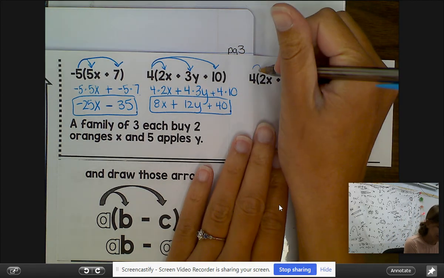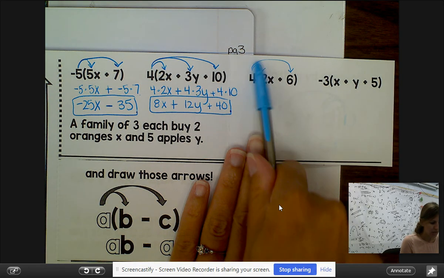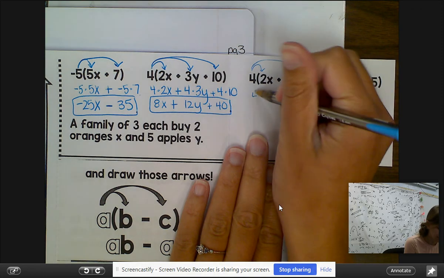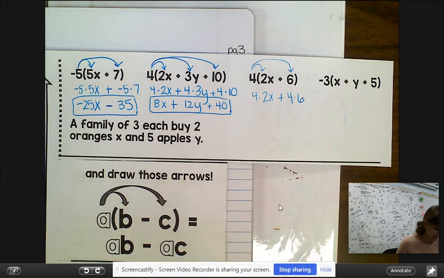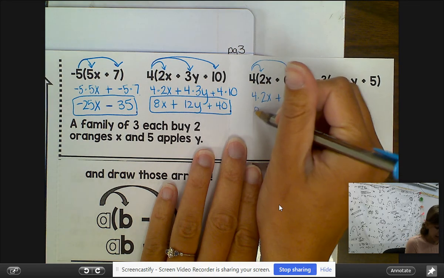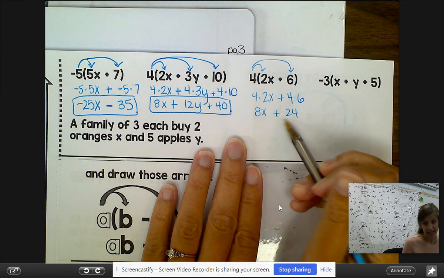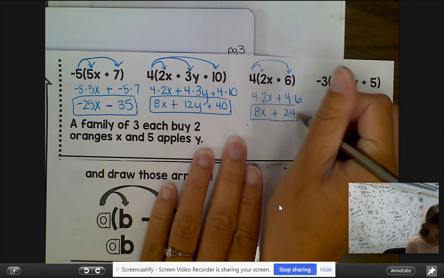Okay, so another example here, we're going to distribute that 4 that's outside the parentheses to each number in here through multiplication. So 4 times 2x plus 4 times 6. And so again, we can multiply by whatever we want. So we have 8x plus 24, but I can't add those up because they're not like terms. One's an x and one's not an x.